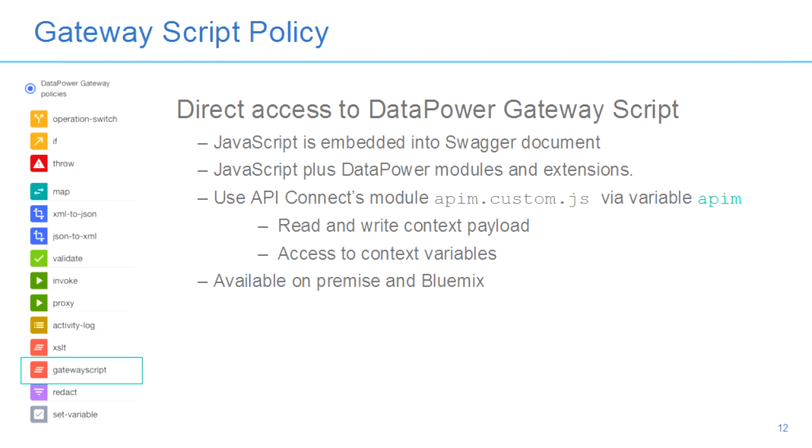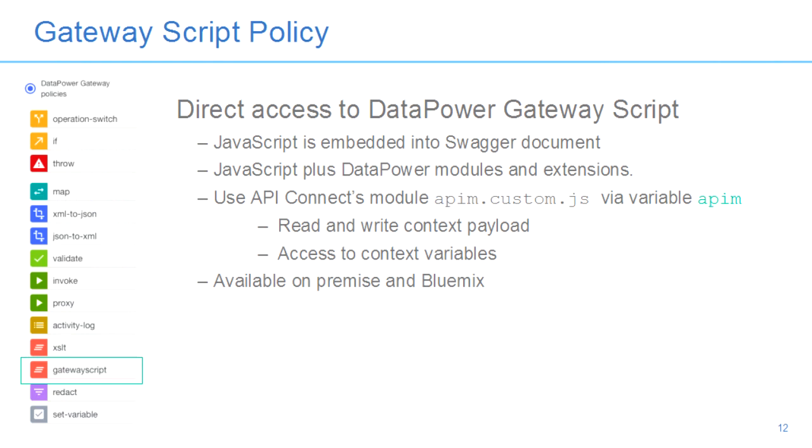So talking about the new policies that we have introduced into this release, as I mentioned, you're going to see a lot more focus on gateway script internally and externally. One of our first class policies that we're adding this release is the gateway script policy. It allows you direct access to gateway script in DataPower.